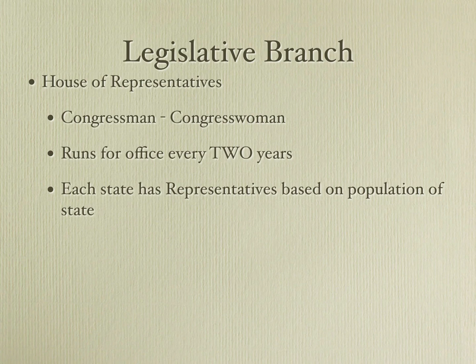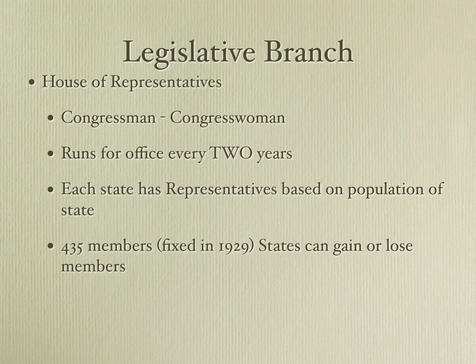They do a census, figure out how many people are in each state, and apportion the number of representatives based on the state's population. So the most populated state in the United States is California. So we have the most members of the House of Representatives. So California, by and large, basically controls the House of Representatives. New York, Florida, and Texas are other big states with large populations, and so they have a fair amount of members of the House of Representatives as well.